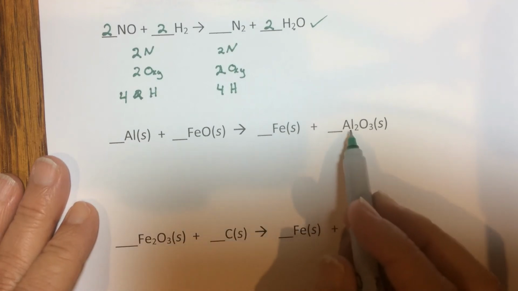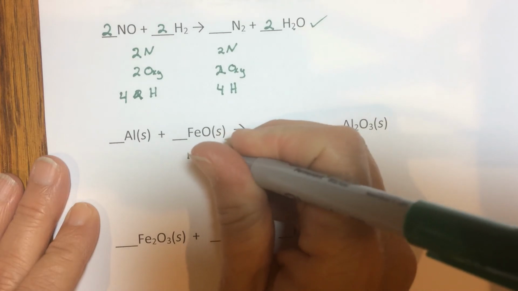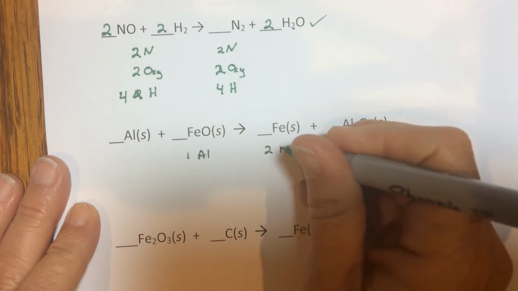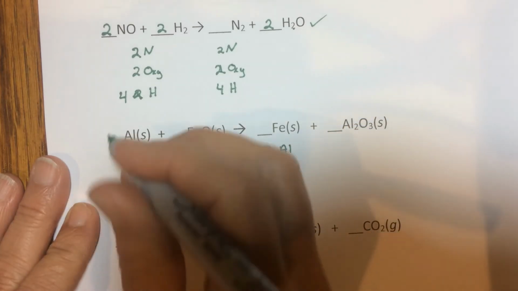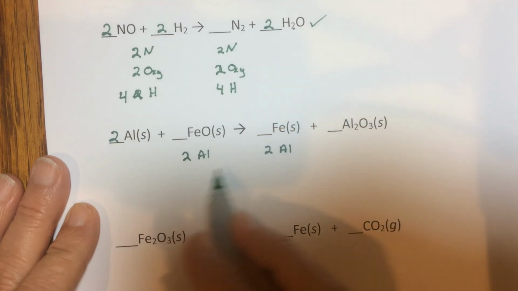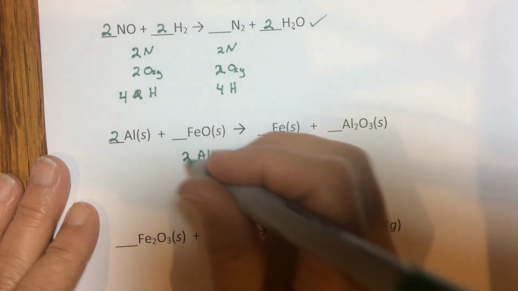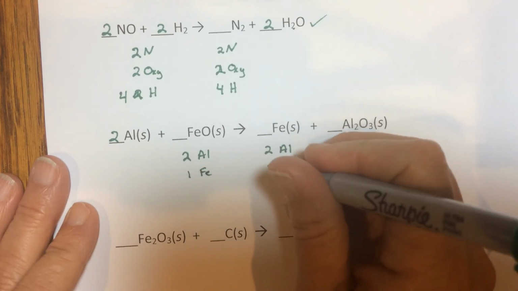Let's start with aluminum. We have 1 aluminum on this side and 2 aluminums on the product side. So we're going to need to change the coefficient here to make it a 2. Now I have 2 and 2 for the aluminum. If we look at the iron, we have 1 iron on this side and 1 iron on this side, so that looks good.